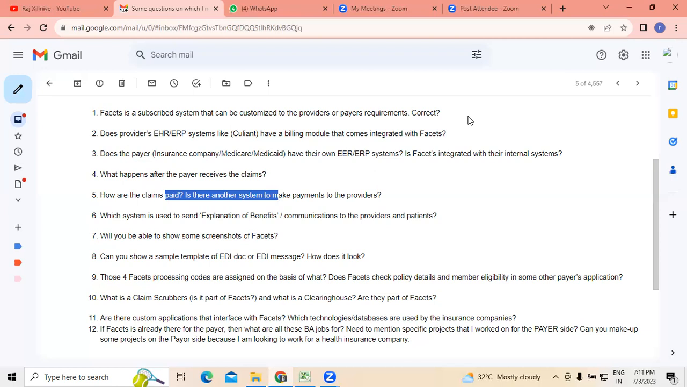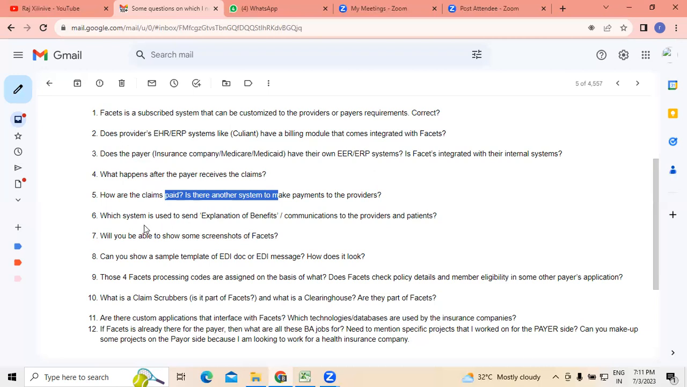Yes. Claim scrubber verifies whether the codes and everything are accurate or not. Clearing houses, where the payments are processed, and everything happens through clearing houses. Okay, because anyway, I'll send you FAQs also, frequently asked questions. Apart from this, I'll send you detailed frequently asked questions relating to Facets. You can go through that, because there are a lot you will come across in coming days. Sure. Yes. Okay.